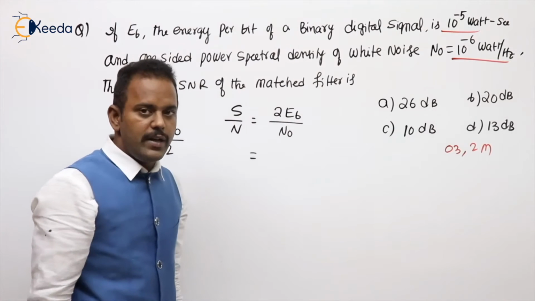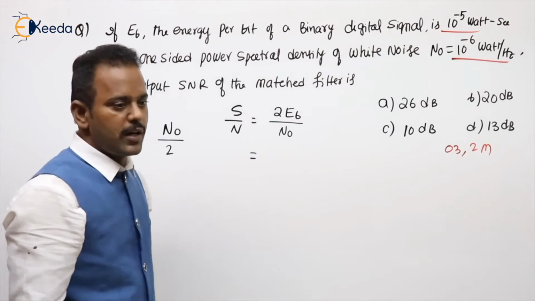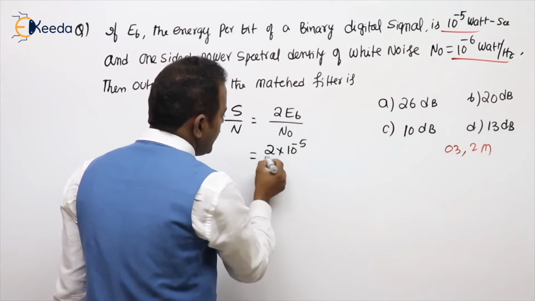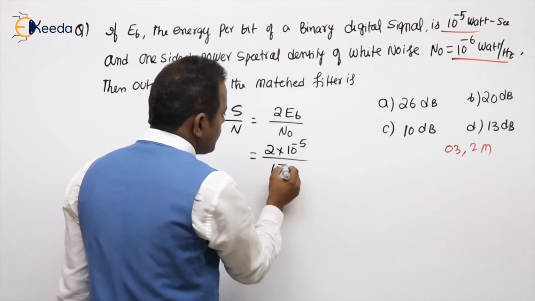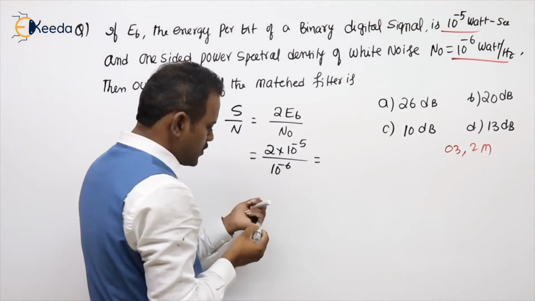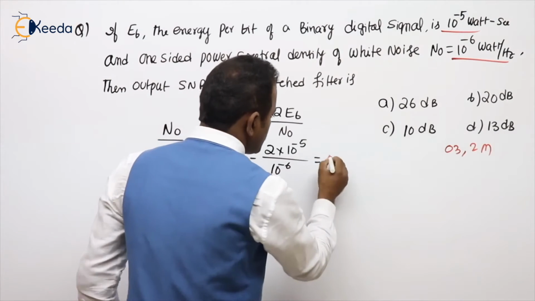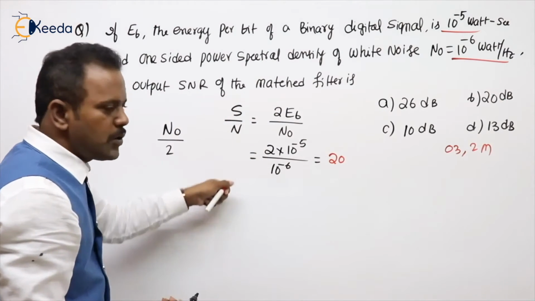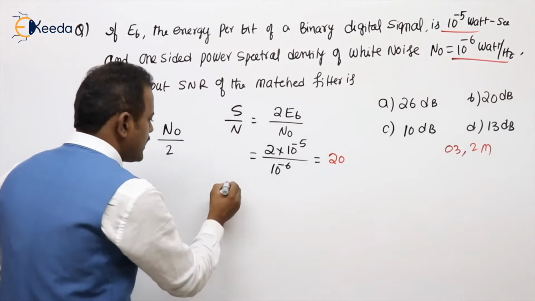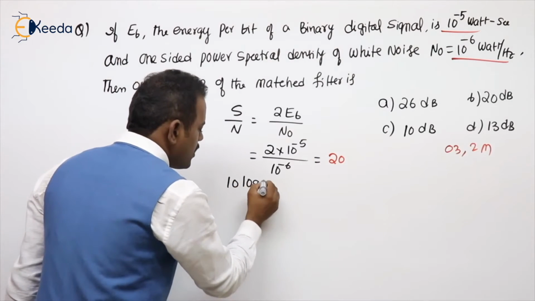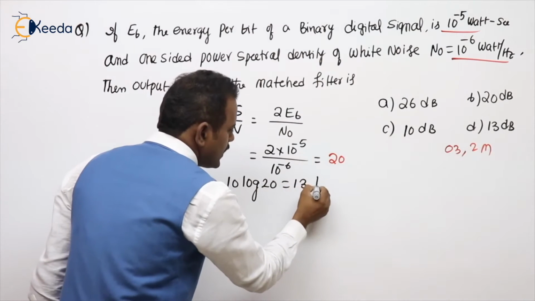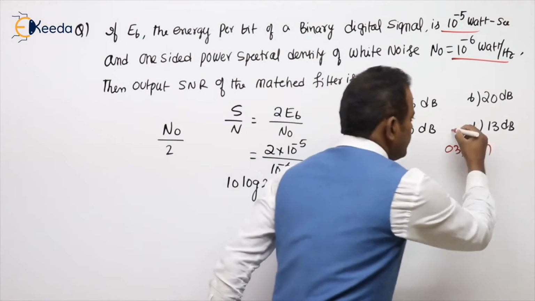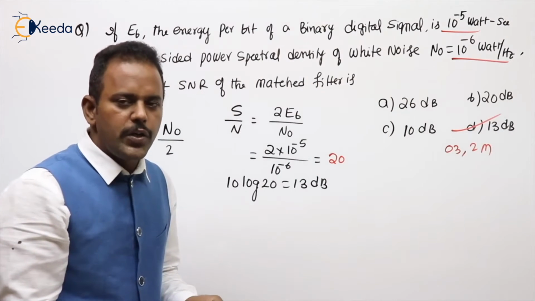Recently, in 17 or 18, the same problem came again as a repeated model. So 2 into what is the Eb value? 10 power minus 5 divided by N0, 10 power minus 6. Then the numerator, how much will it be? 20. But the options are given in decibels, so for the signal to noise power, power means 10 log. So 10 log 20 is nothing but 13 dB. So which option? You can take option D. Simple question. Only the logic you need to understand.